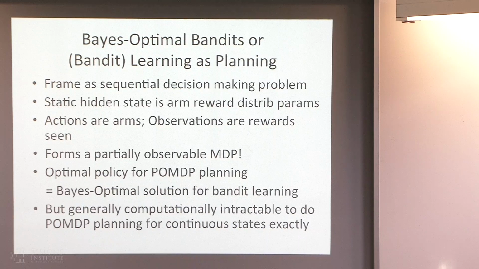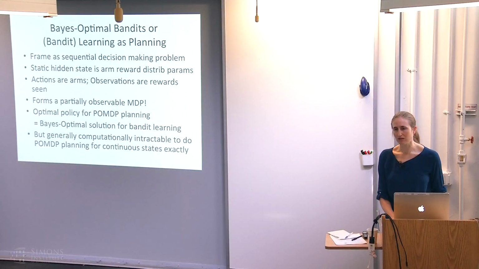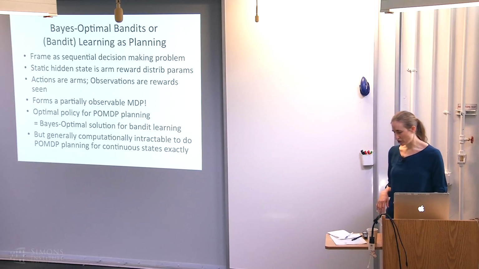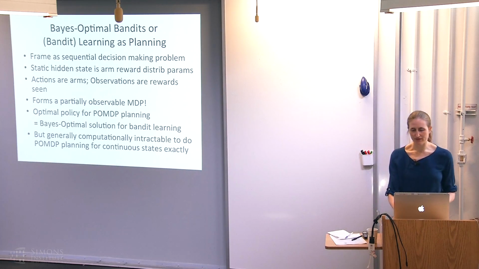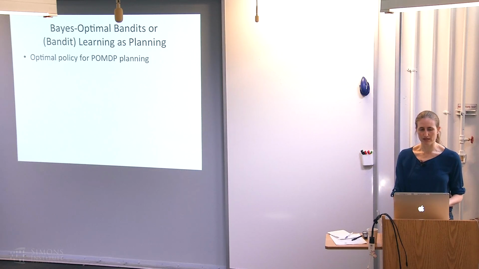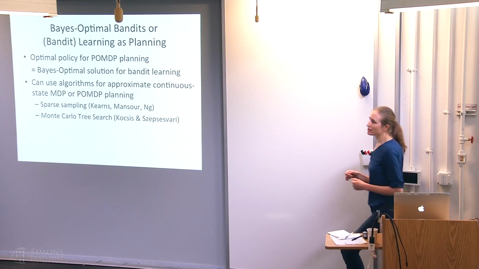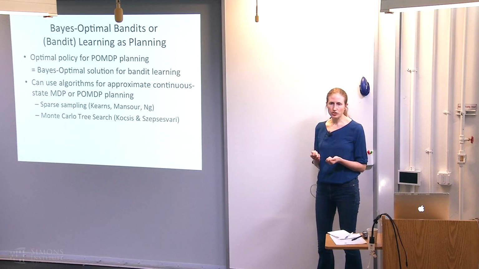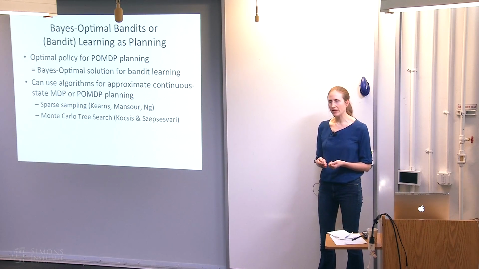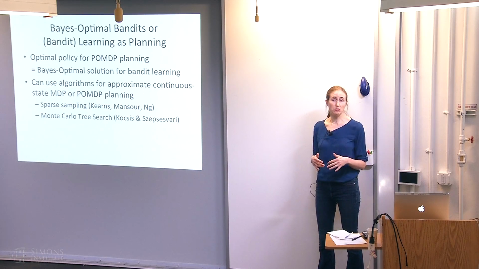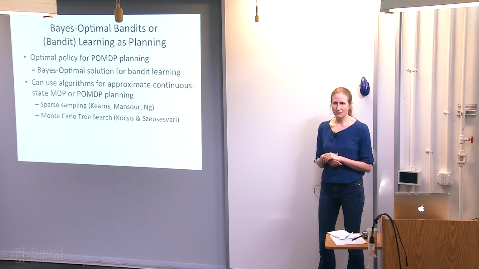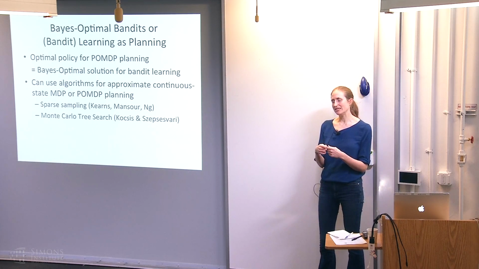In the case where you have several arms and the prior is some sort of a simple conjugate, is the problem solvable? The problem is, let's see if I've got it on the next slide. The problem is solving the POMDP. So we can use approximate techniques for solving the POMDP, like Monte Carlo tree search, and then we can get an approximate solution to that.